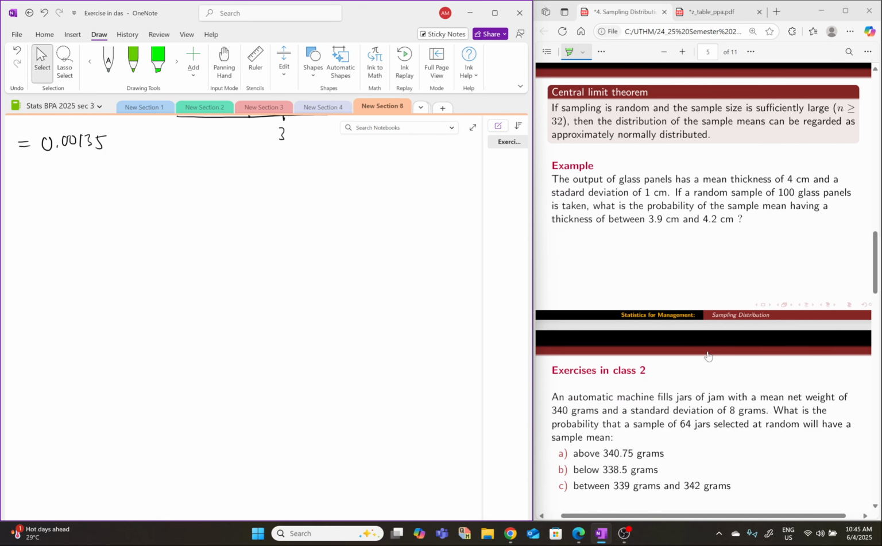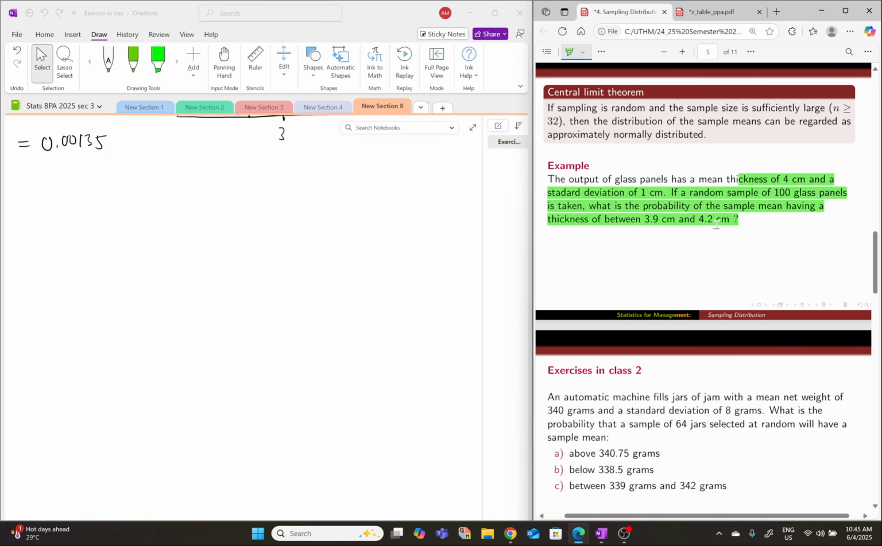Now, dekat soalan ni, the output of glass panel has mean thickness 4 cm and a standard deviation. If a random sample of panels is taken, what is the mean? Dalam soalan ni dia ada bagi tahu tak normally distributed? Dalam soalan ni dia tak bagi tahu. So apa theorem ni bagi tahu?